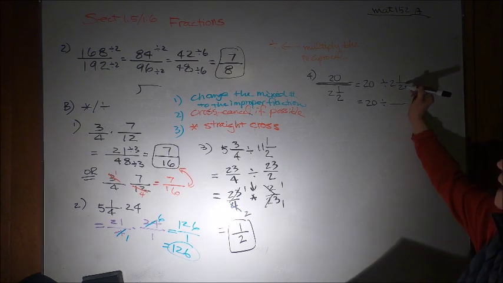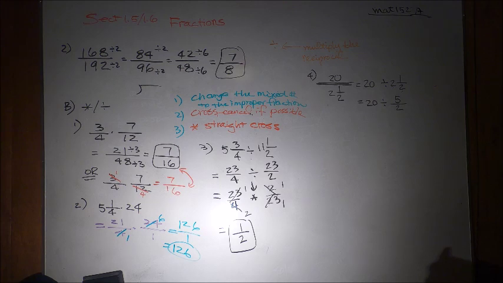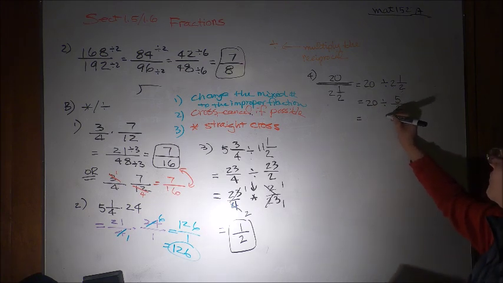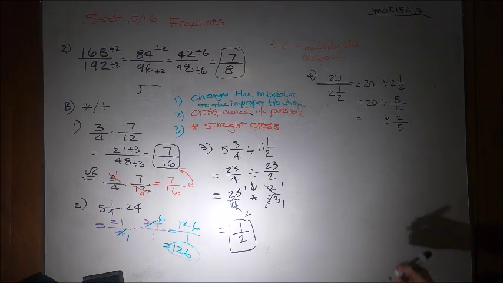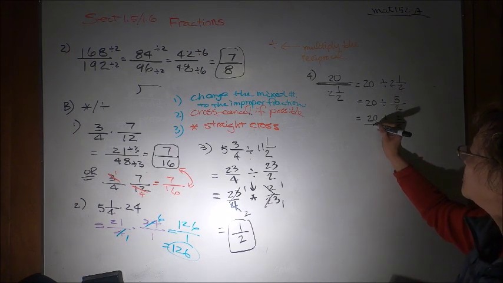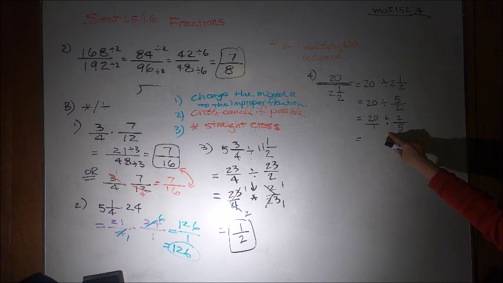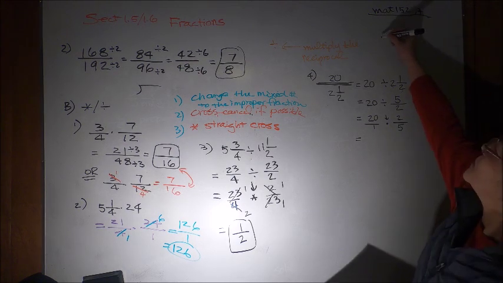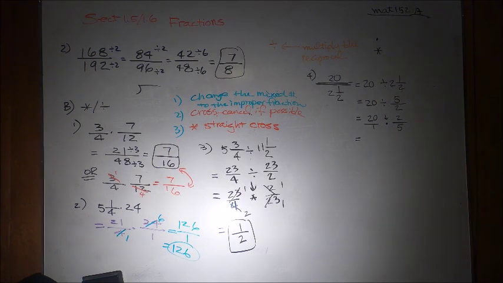Pure fraction style. 2 times 2, 4, 4 plus 1, right? Then you will change division to multiplication, then use the reciprocal of the second term. Then for the whole number 20, you put a 1 underneath. Then you can multiply. Don't use this symbol anymore because it looks like X. So for multiplication, we either use this or sometimes we use the computer symbol.